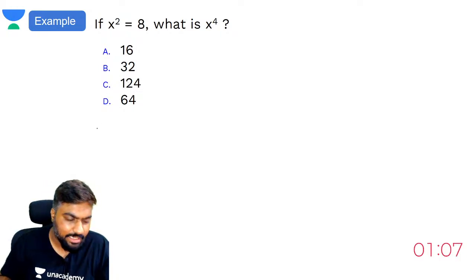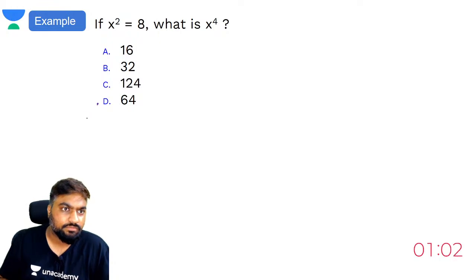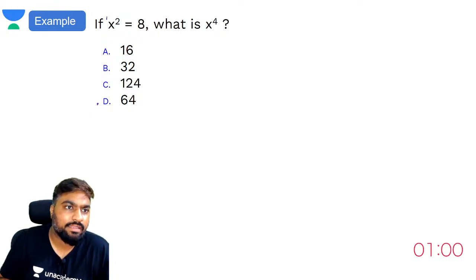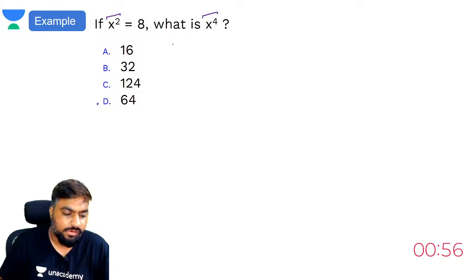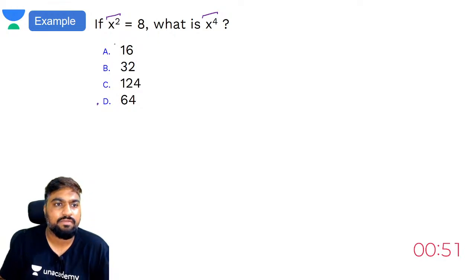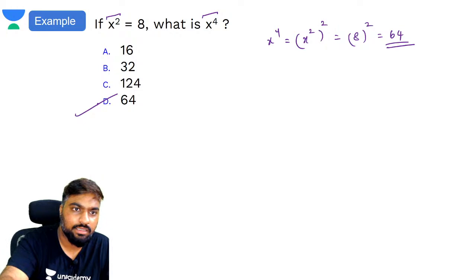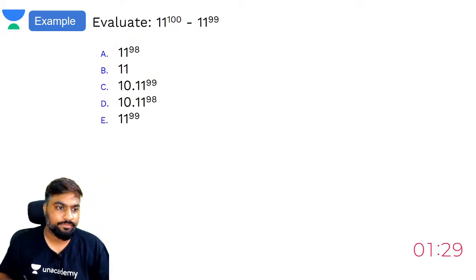Mansi, Reema, Sneha say D, very good. So they're asking what is x square. They've given what is x square. They're asking what is x to the power 4. Very good. Very simple basic question just to get ourselves warmed up, right? X power 4 can be written as x square the whole square, which is what? 8 the whole square, which is 64. Beautiful guys. Nice work. Chalo, try the next one.